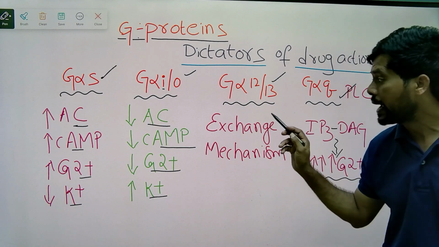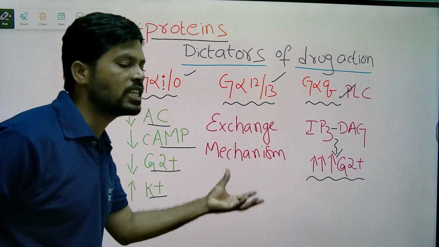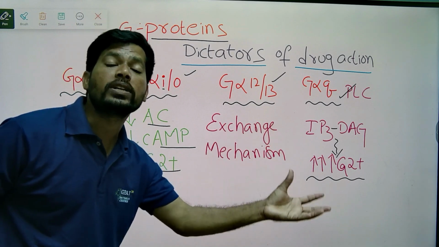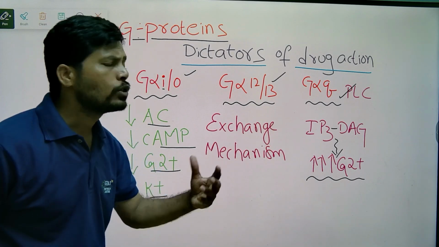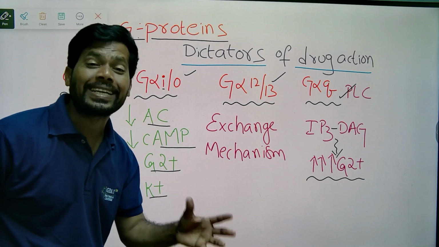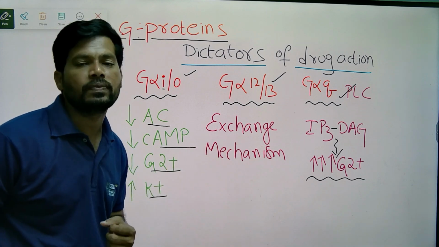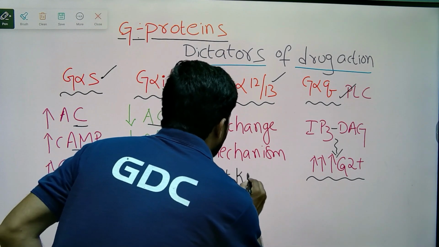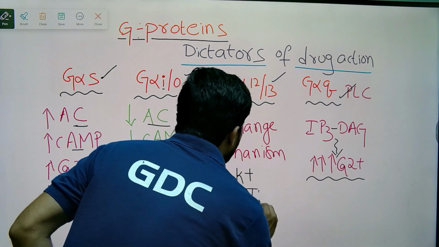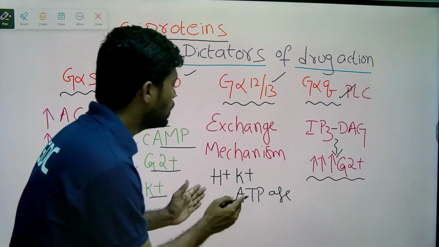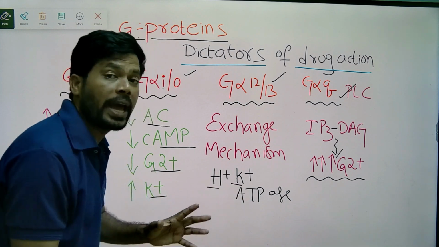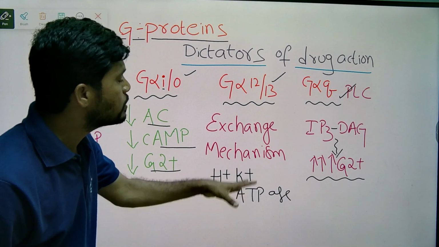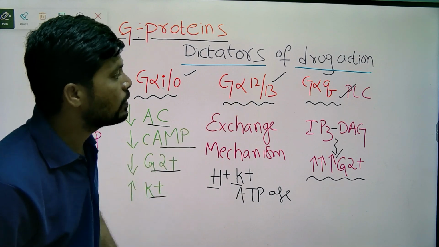Next, G alpha 12/13. This type of active G protein mainly helps in the exchange mechanism, for transport of substances from one side of the cell to the other side. Even with diuretics at the kidney, this exchange mechanism will be there. For example, the H plus potassium ATPase enzyme. Here proton and potassium exchange with each other with the help of the ATPase enzyme. So the exchange mechanism is under control of the active G protein G alpha 12/13.